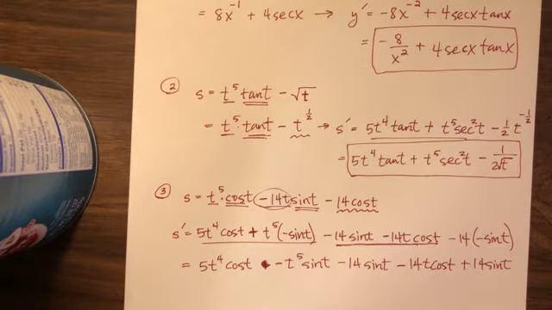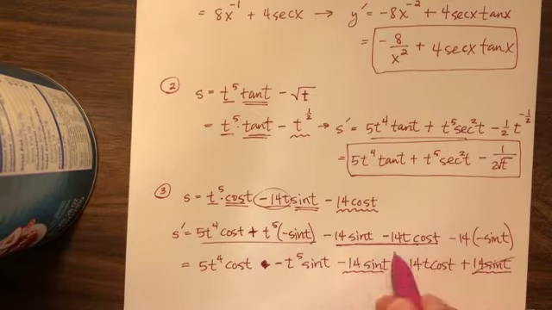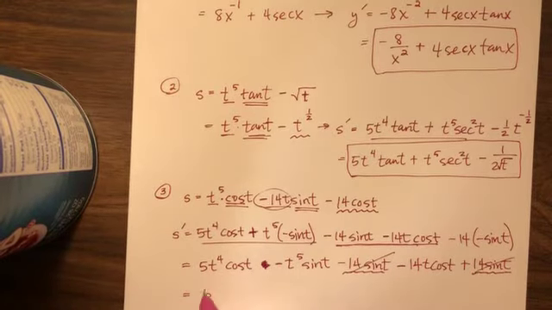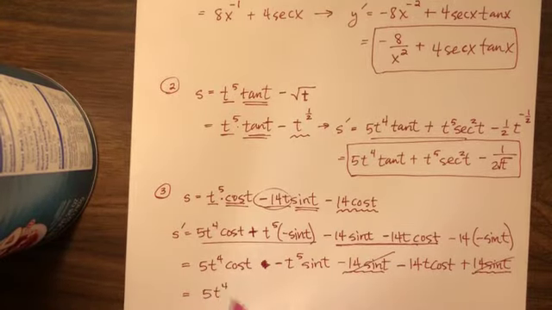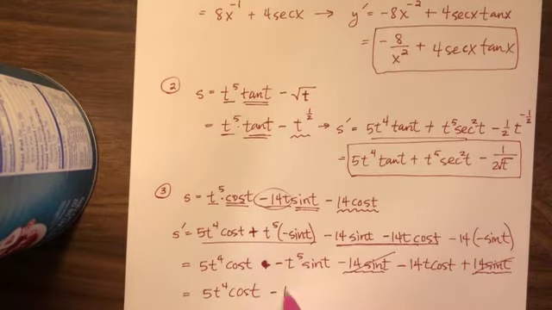All right. I see that this one and this one are like terms. They're both sines. One's negative 14, one's positive 14, so they cancel. Final answer, 5t to the fourth cosine of t.